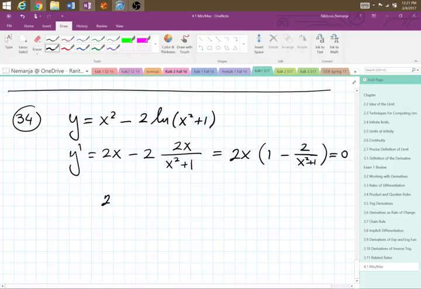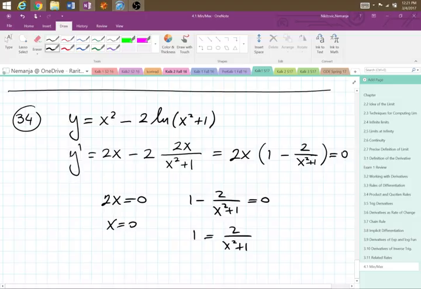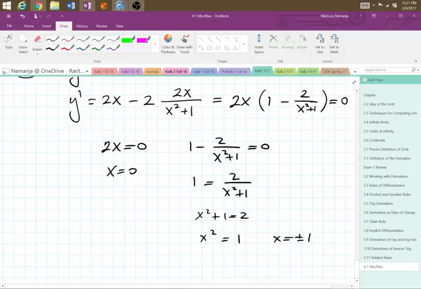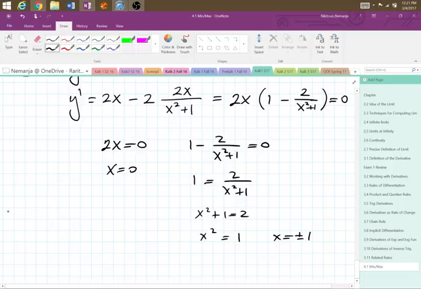Now that's easy because I have 2x equals 0 and 1 minus 2 over x squared plus 1 equal to 0. And this one is 0, so that's the first. Second one is clearly 1 equals 2 over x squared plus 1. Cross multiply both sides. x squared plus 1 equal to 2. x squared equal to 1, from where x is plus minus 1. So I have three critical numbers. Let's sort in order: x equals -1, x equals 0, and x equals 1. I have three answers.